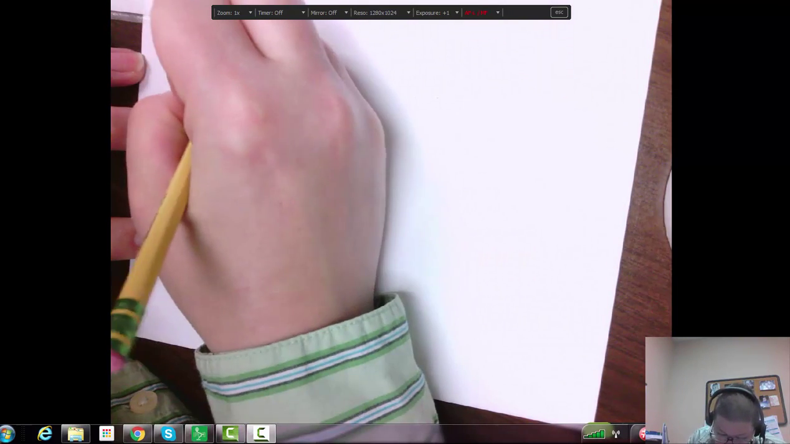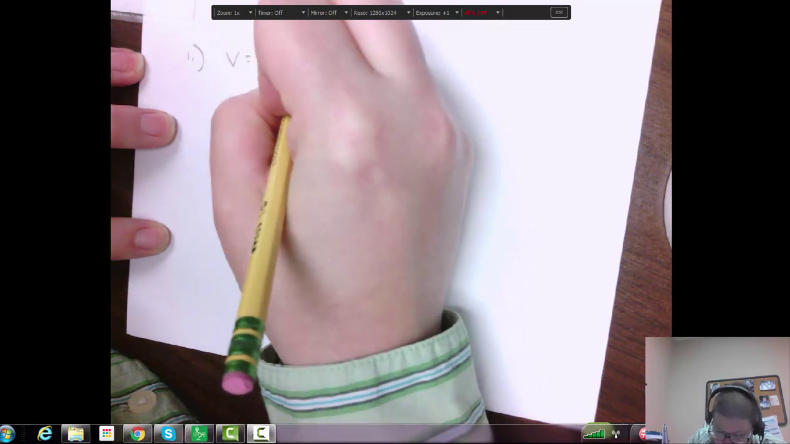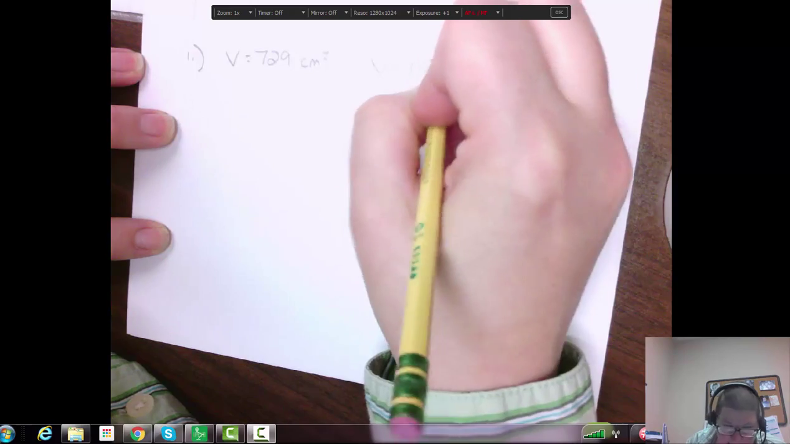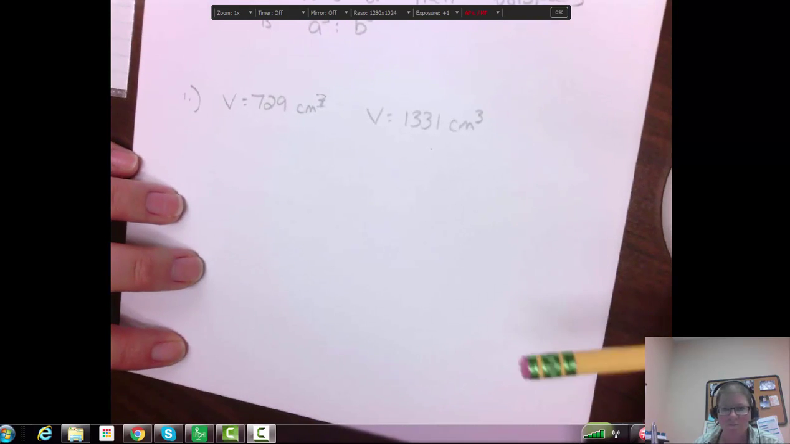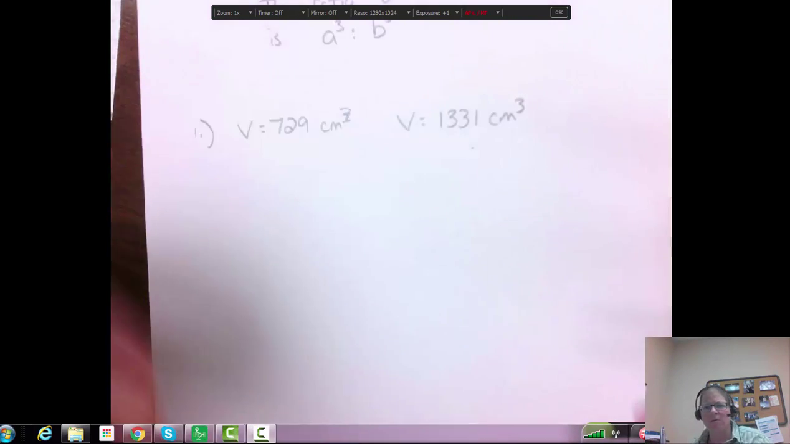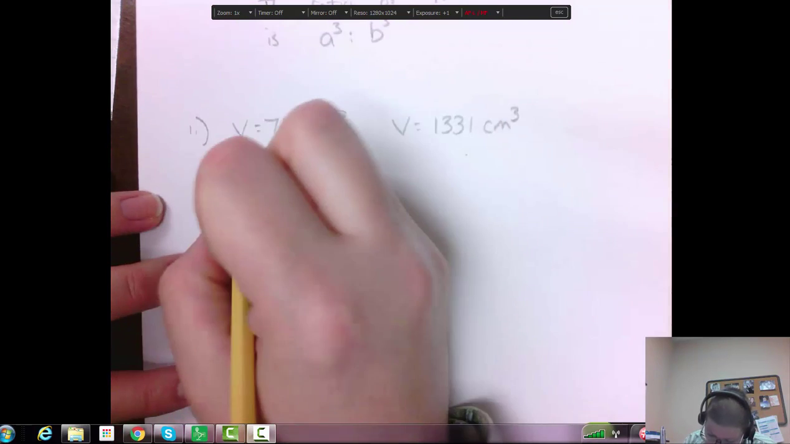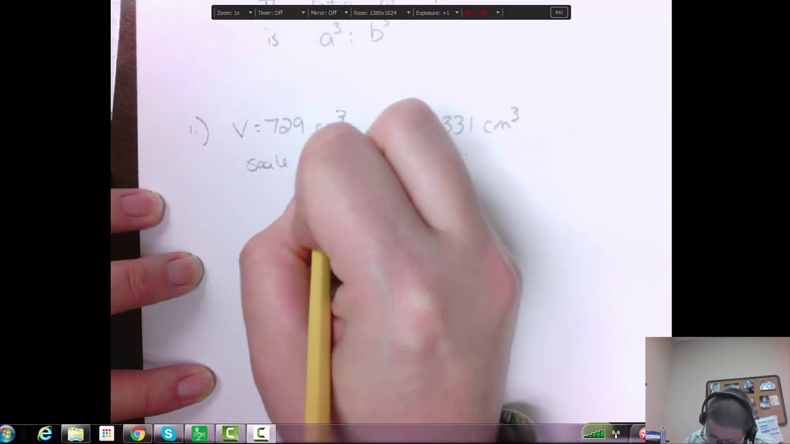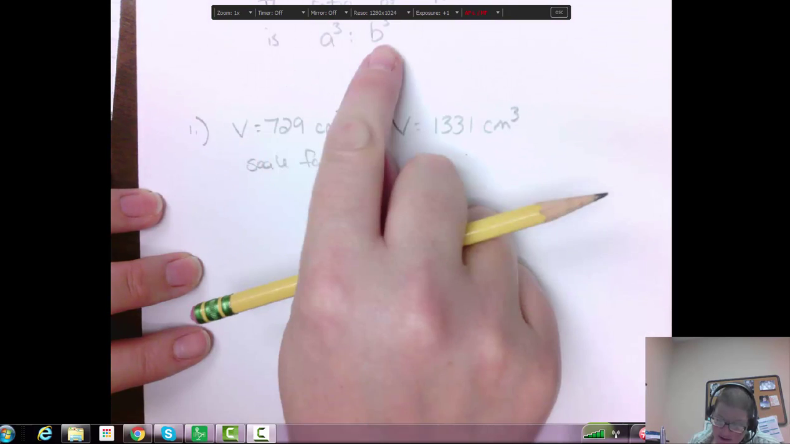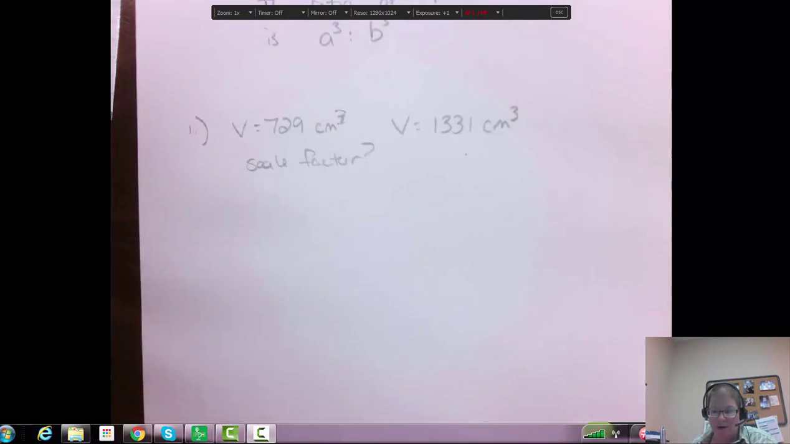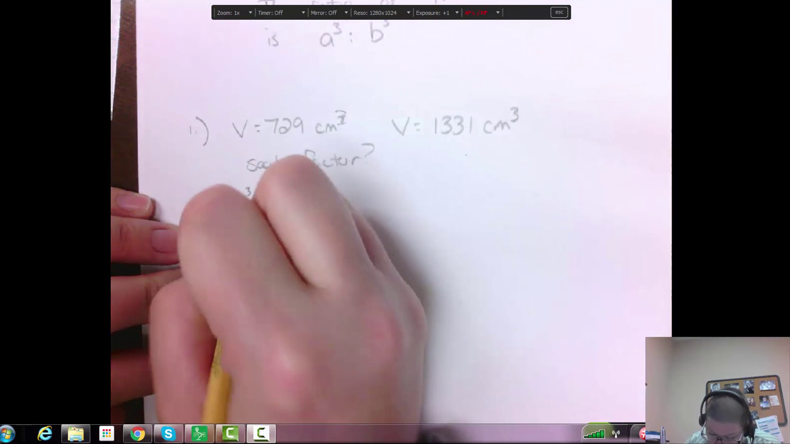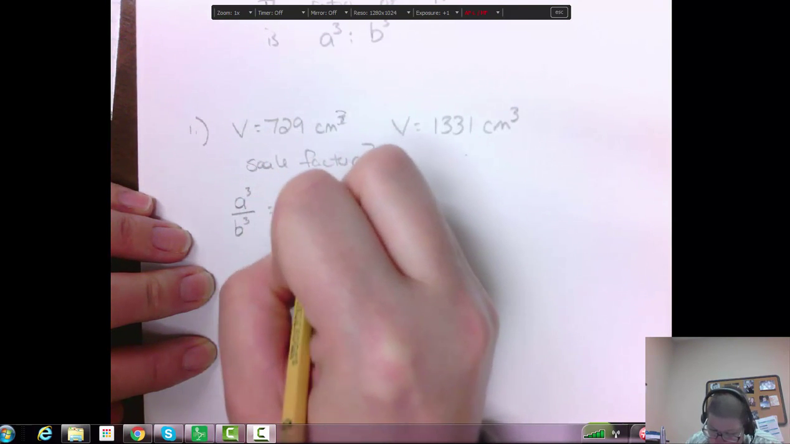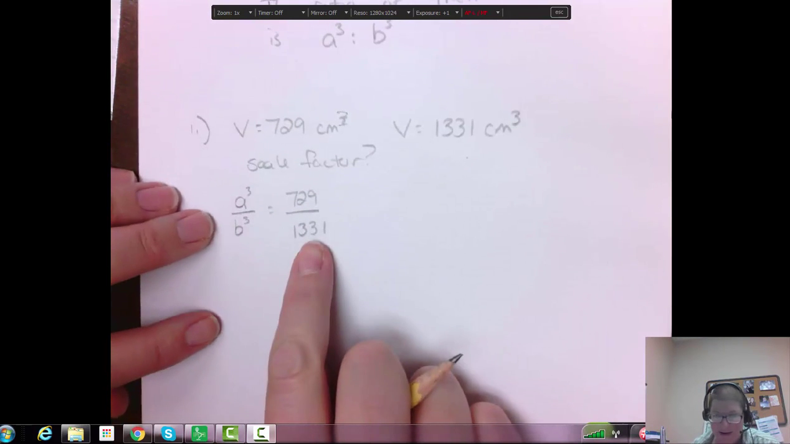So first of all, if I know that the volume of one shape is 729 centimeters cubed, and the volume of another is 1331 centimeters cubed. These are volumes. Okay, find the scale factor. So if I know that these are my two volumes, then what is the scale factor? Well, we know it's to the third power, because these are volumes. So think of it as A to the third over B to the third would equal 729 over 1331. So to the third powers, now I want A and B.